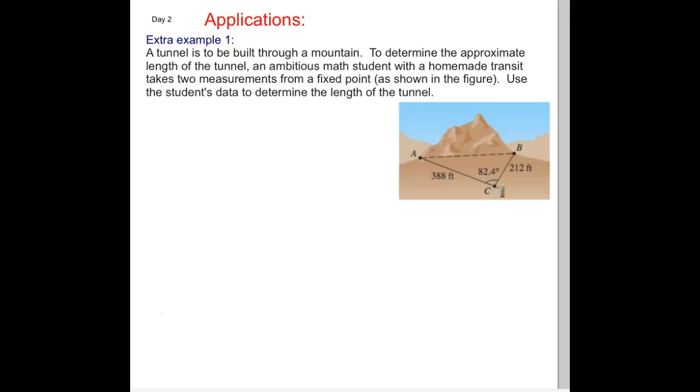So if you look at what we're given, we've measured the angle in between the two sides as 82.4 degrees, and we have two side lengths of 388 feet and 212 feet. If we're trying to find the length of the tunnel, based on our picture here, this would be side C. So we want to use law of cosines, since we have side angle side, which says C squared equals A squared plus B squared minus 2AB times the cosine of C.